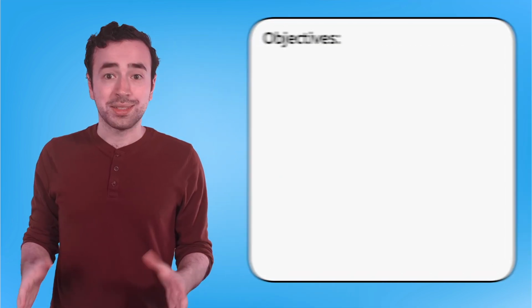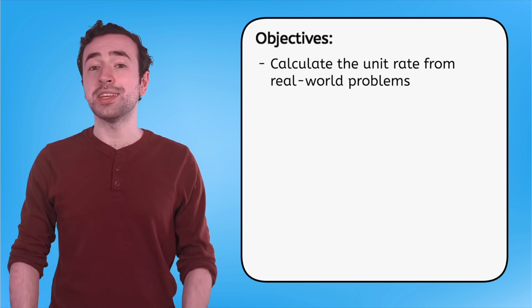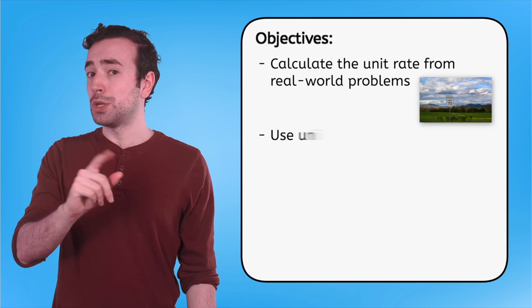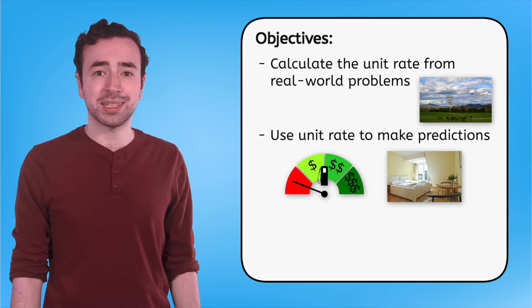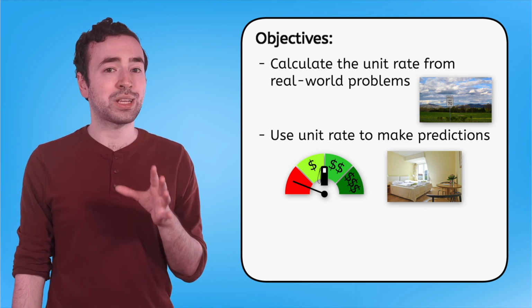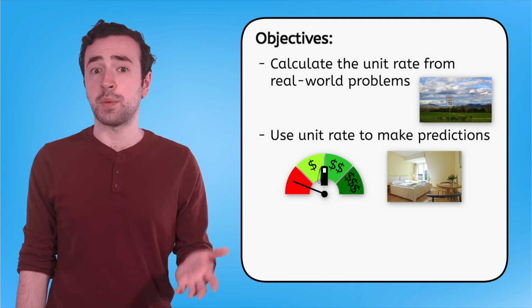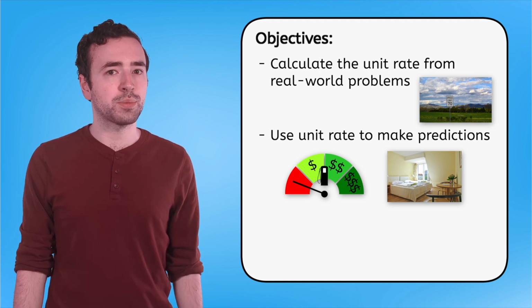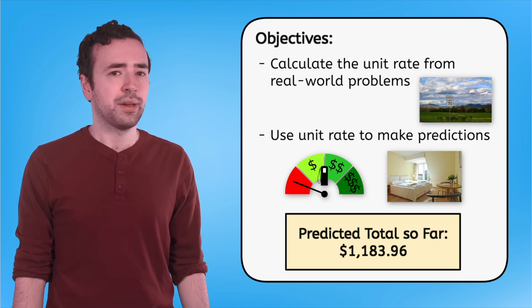Thanks to your help with unit rates, I was able to accomplish a lot of planning. Today, you used unit rates to calculate the speeds I need to travel to get to each city on time. You also used unit rates to predict that I'll spend $88.96 on gas and $825 on hotels. This, plus the $270 for renting the car, brings the total of the trip so far to $1,183.96. And with that, I'm off to hit the road.